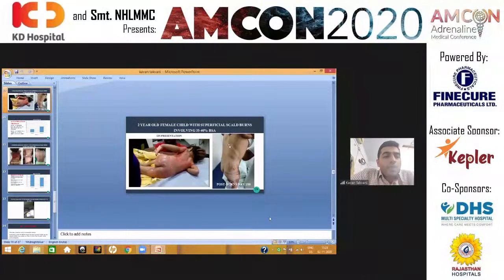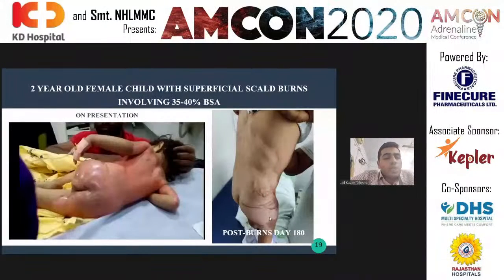Anyway, it's a 2-year-old female child with superficial scald burns involving 35 to 40% of the body surface area. On presentation, the patient was in severe pain. After stabilization, collagen dressing was applied. On post-burns day 15, the patient just had a small infection over the back, and after that it hypergranulated and healed as a keloid. This is a picture of post-burns day 180. The keloid was dealt with by the dermatology department, and now the patient is fine.